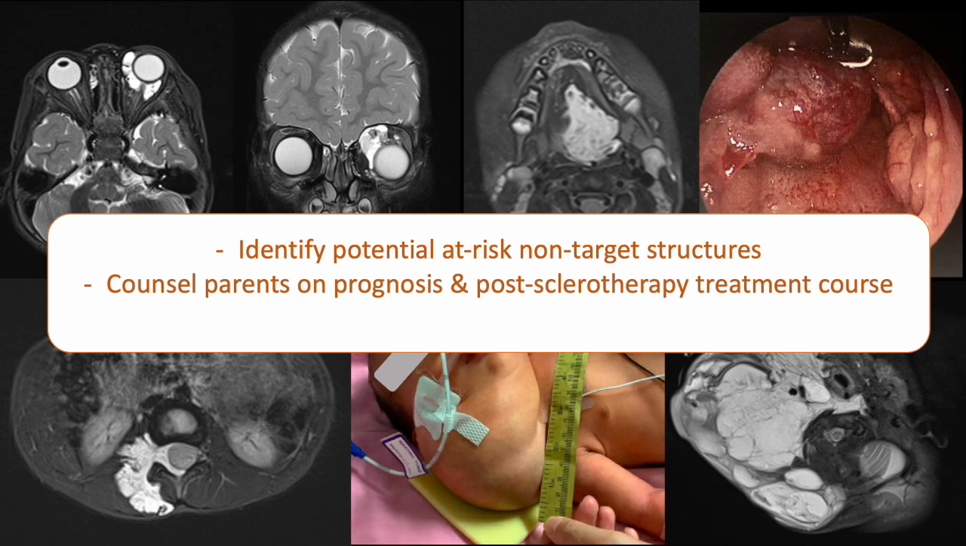It's important to counsel the parents on the prognosis as well as the post-sclerotherapy treatment course, especially if you are using a sclerosant that causes a lot of inflammation. It's important to warn the parents beforehand. And having good pre-op imaging and knowing all the potential at-risk structures, you can then choose the best sclerosant for the job.